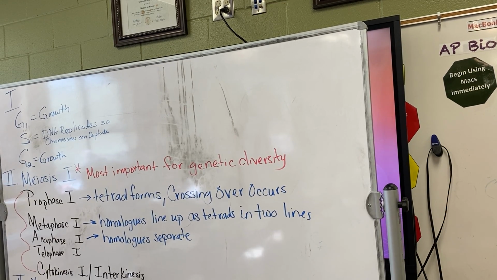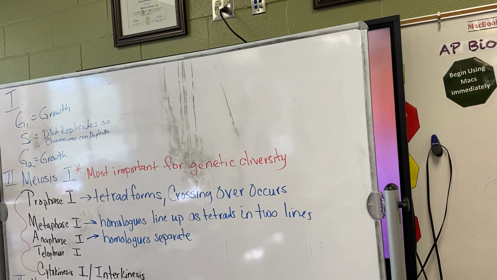Meiosis, okay? Now first let me talk about mitosis. Mitosis has interphase, and then a division of the nucleus, and a division of the cytoplasm. So it's I, P, M, A, T, C. The division of the nucleus is the PMAT, prophase, metaphase, anaphase, telophase, okay? Meiosis divides the nucleus and the cytoplasm twice.